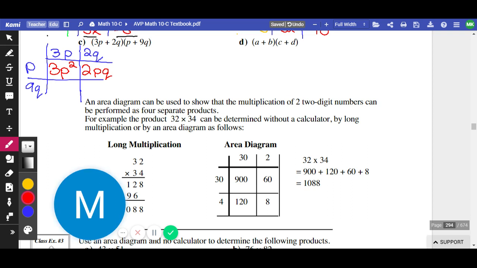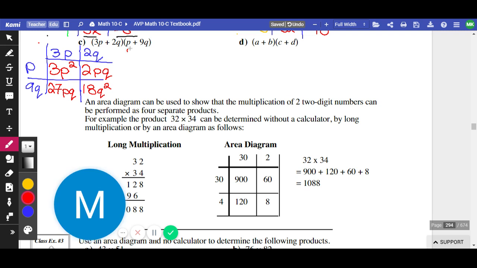That means this guy, 3p times 9q, the numbers of the numbers becomes 27. But then the p and the q can't do anything, so it just becomes pq. The last one, 2q times 9q is 18q squared. Okay. That's what your area diagram should look like. You should have those 4 terms. You then write out all 4 terms.